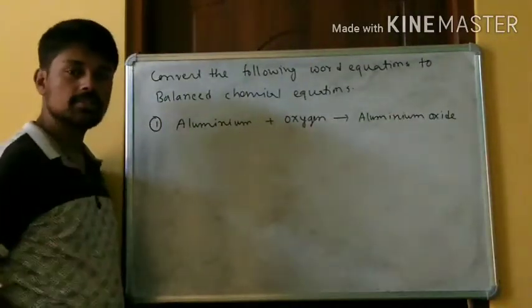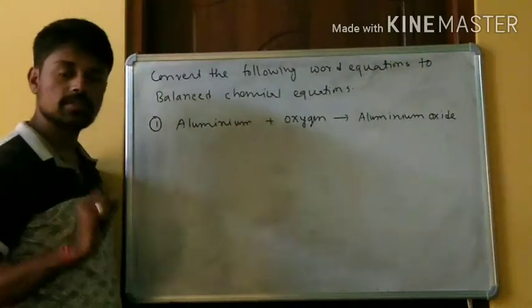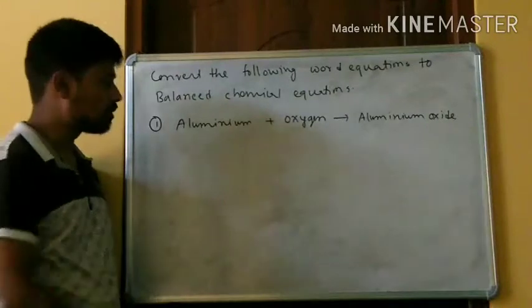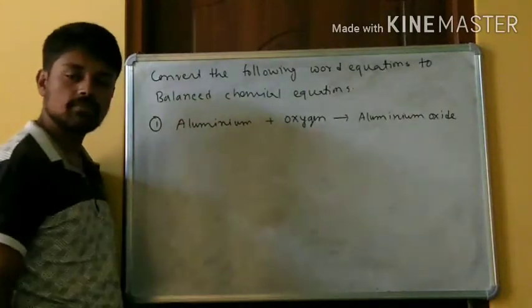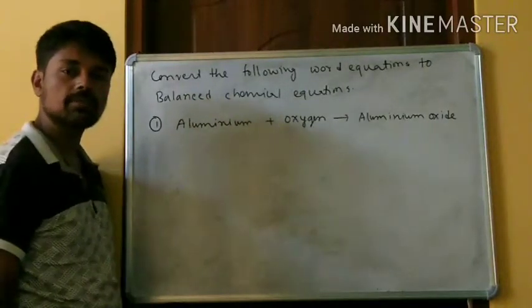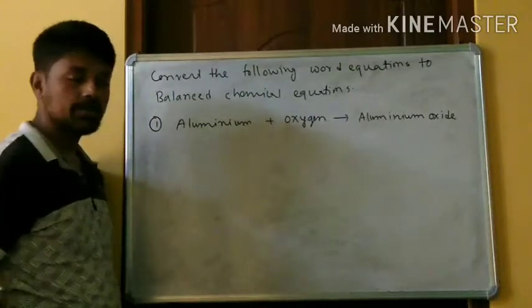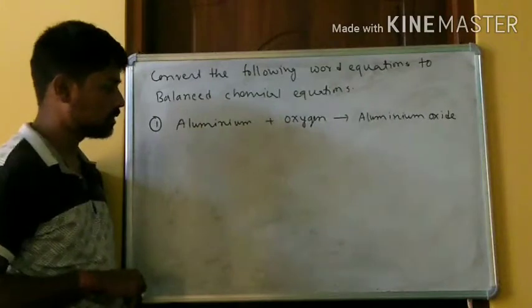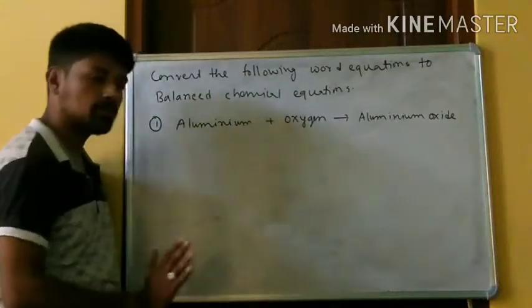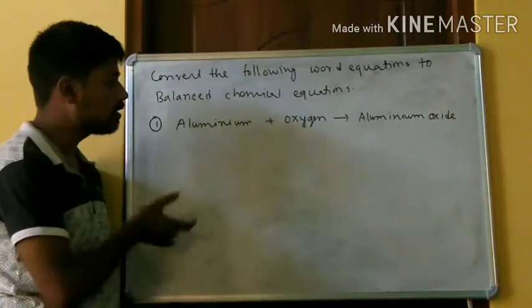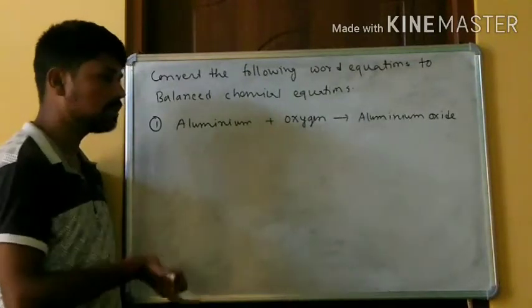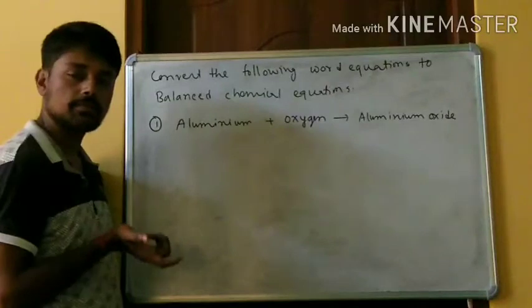Now we have seen two types of formulas for the same compound: one is the ionic formula and the other is the elemental formula. So where to use the ionic formula and where to use the elemental formula? The elemental formula is used whenever a single element is written.